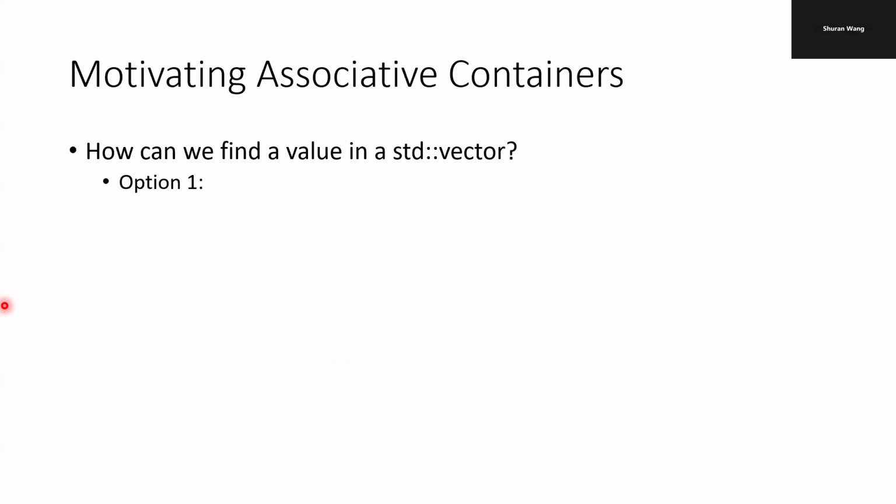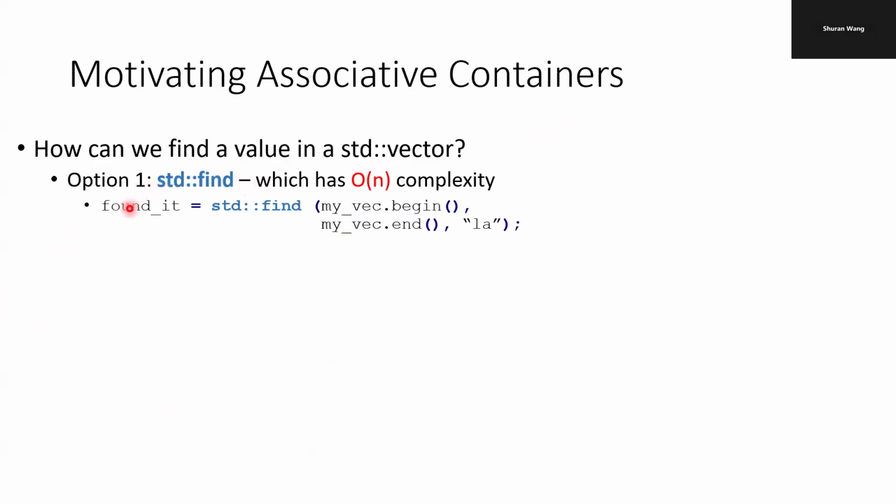So why do we use associative containers even if we have something like vector? If we want to find the value in an STD vector, the first option is to do a find. So what STD find function does is that it goes from the beginning iterator to the end iterator that are specified by you, and it searches for the actual value inside the vector. So basically brute force. It goes from the beginning to the end and searches for a single value. And this has O(n) complexity.